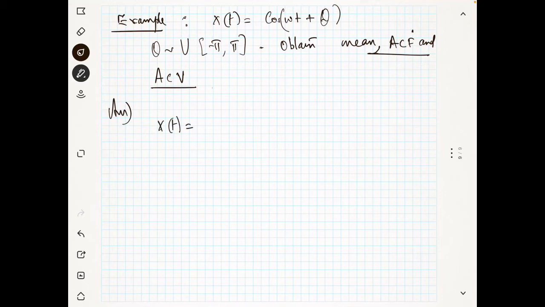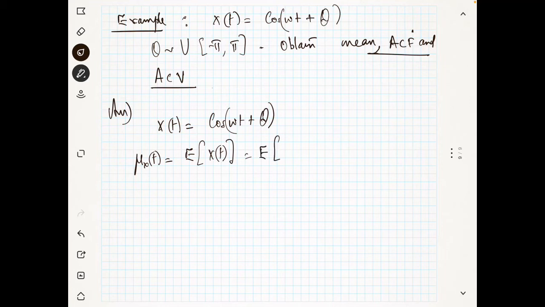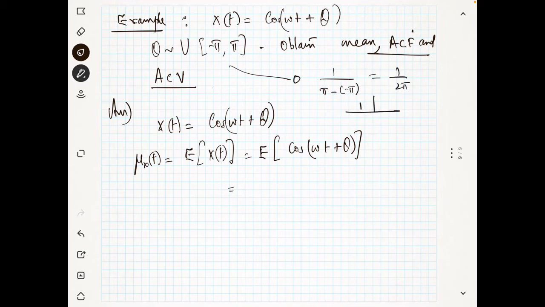It is given that x of t is equal to cosine of omega t plus theta, and here theta is the random variable. So what is the mean of the random process? Mu x of t is nothing but the expected value of x of t. So this is the expected value of cosine of omega t plus theta. Because it is an expected value, you have to first find the probability density function. Since theta is uniformly distributed between pi and minus pi, the probability density function is 1 by 2 pi.